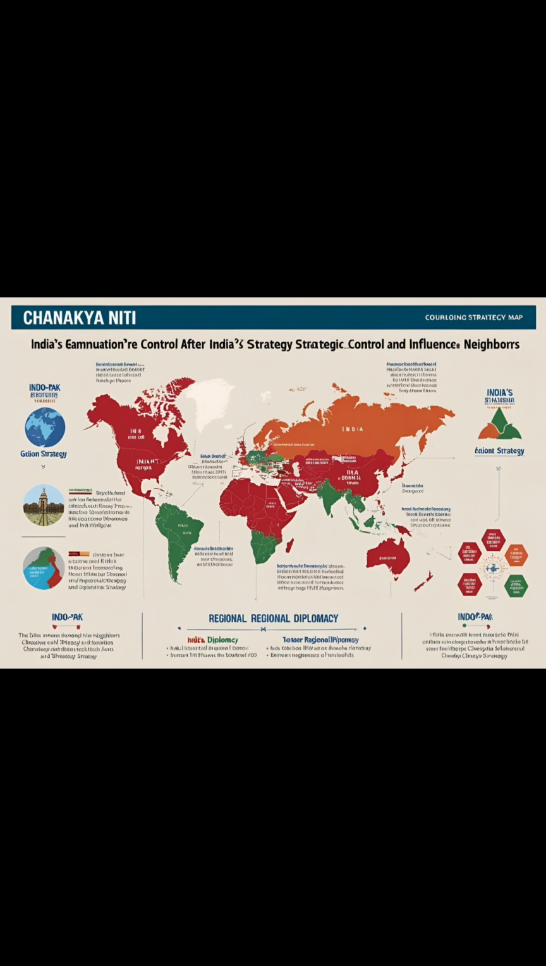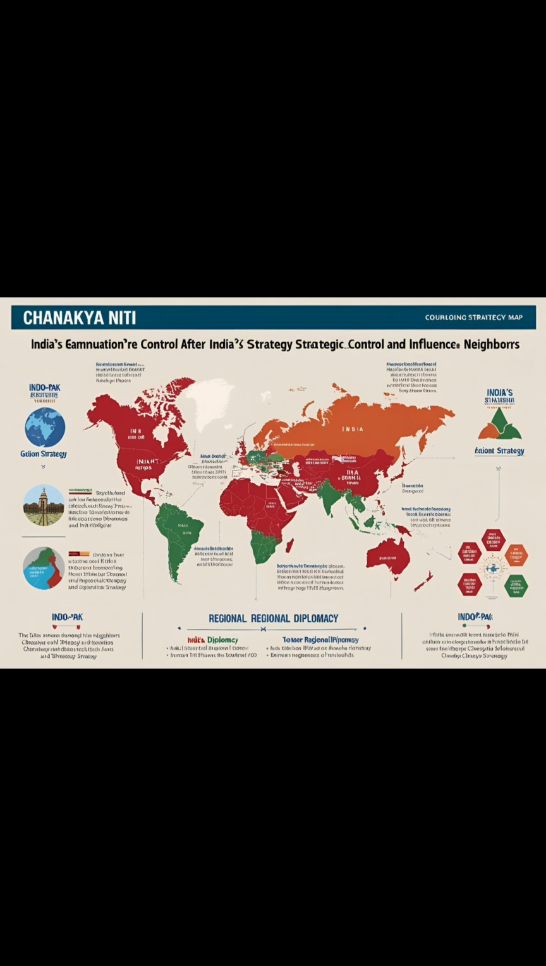For centuries, India has lived surrounded by powerful neighbors. But over 2,000 years ago, a master strategist named Chanakya, or Kautilya, gave India a timeless guide, Arthashastra, to control, influence, and defend its interests. Today, we decode how India can apply Chanakya Niti to shape its neighborhood.